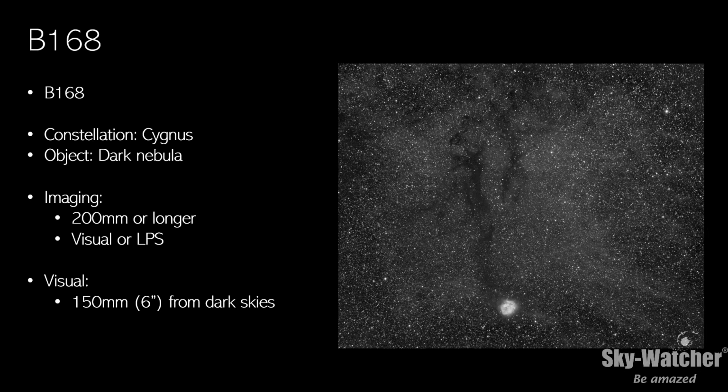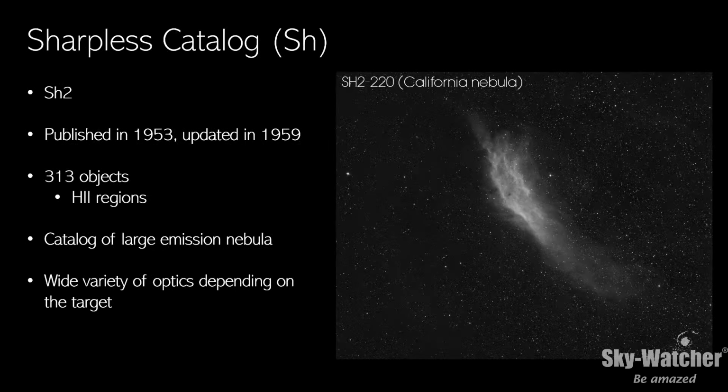Next up on the list here, I know we're kind of running out of time, so I'll try to run through these so we have time. The next one is the Sharpless Catalog. This is a collection of emission nebulas that are spanned throughout the sky. It was originally published in 1953 and updated in 1959 with a total of 313 hydrogen objects, also known as H2 regions in the night sky.